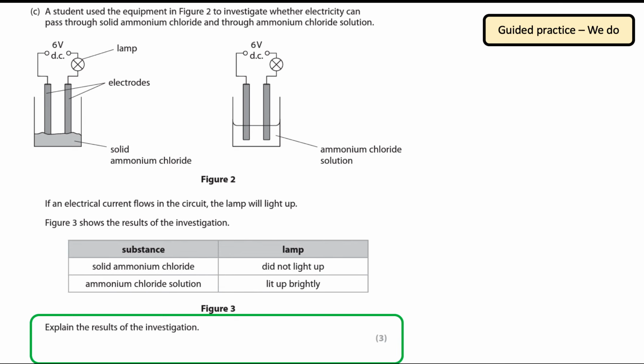Right, we've got a redo question here. We've got a different scenario. This time we're being told that in an experiment, a student used solid ammonium chloride as their electrolyte, or they attempted to use it as their electrolyte, and the lamp as part of the circuit did not light up, but when they used ammonium chloride solution, the lamp did light up. They've been asked to explain the results of the investigation.